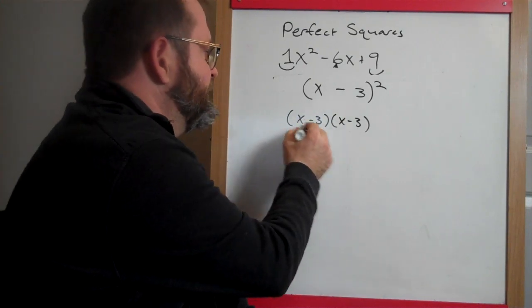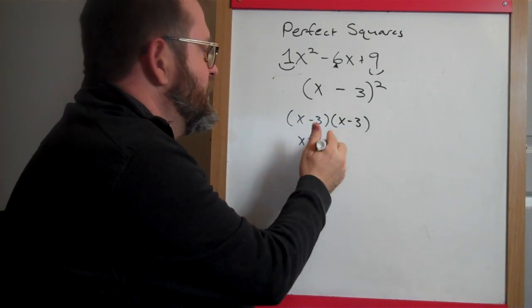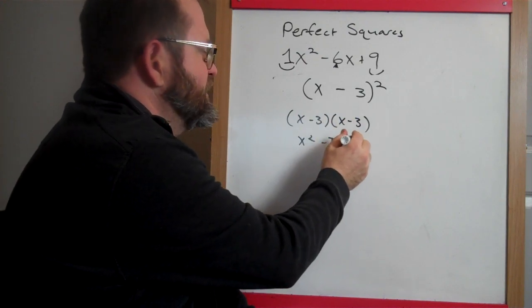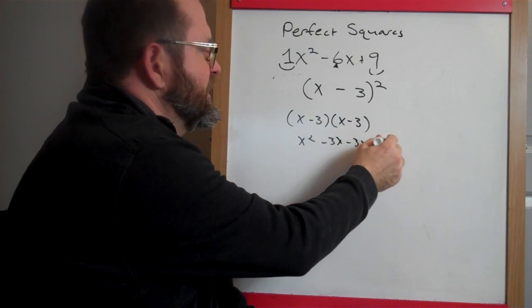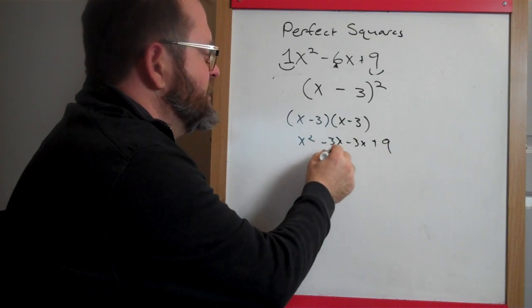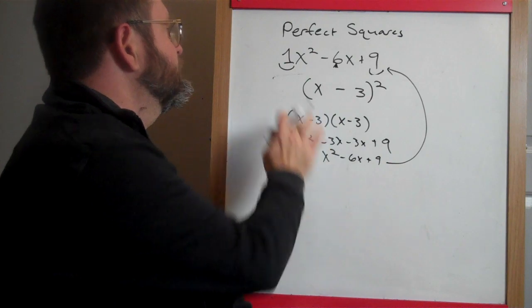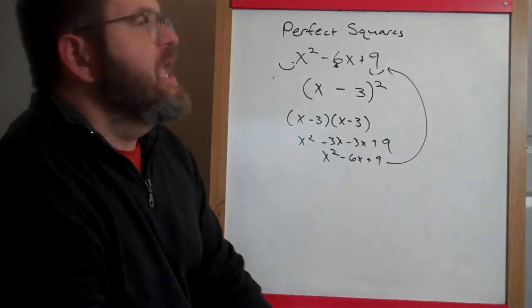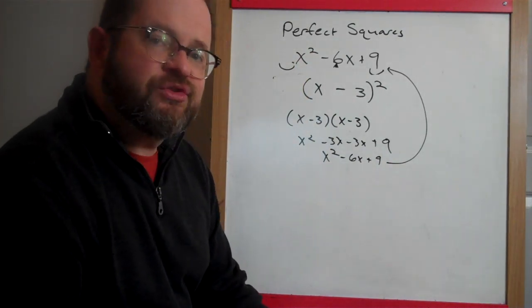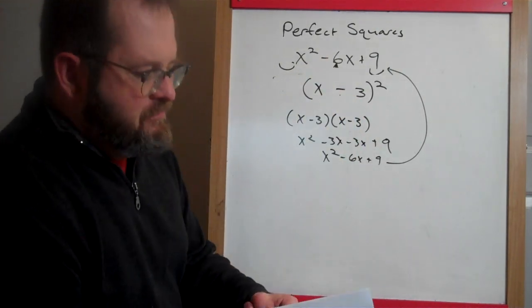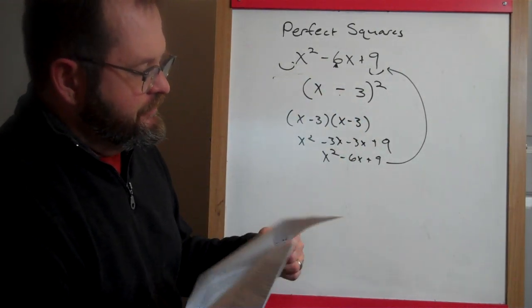Does this work out? The firsts, plus the outers, plus the inners, plus the lasts: x squared minus 6x plus 9. And it works out. Get rid of this 1 now up here, and we're happy. That factoring wasn't too bad. Notice that I got this sign from the sign of the middle term of the trinomial here.